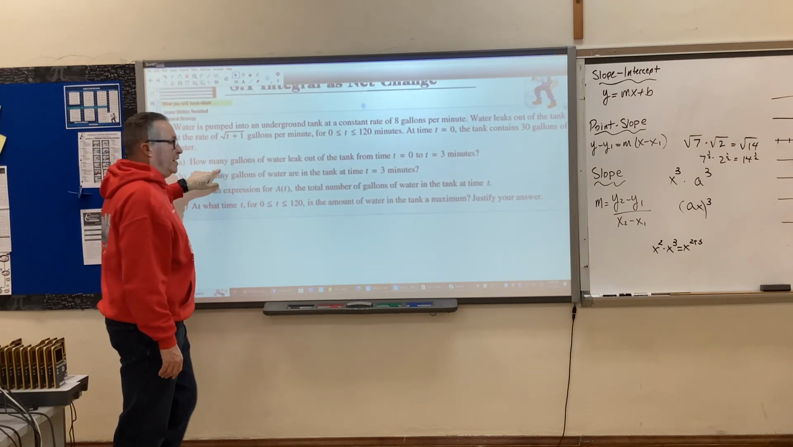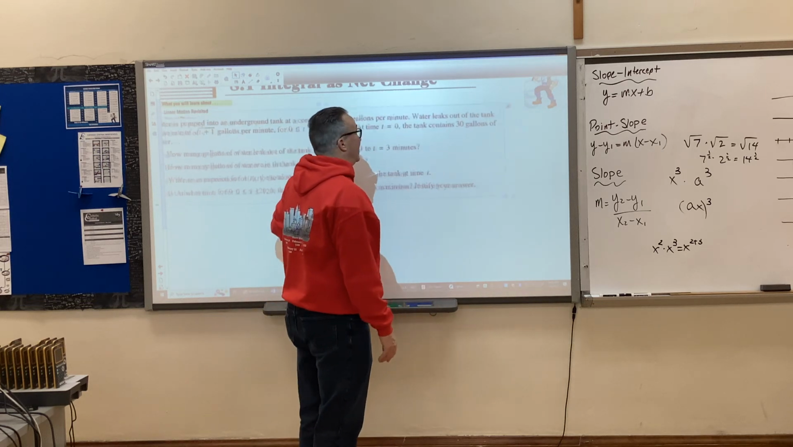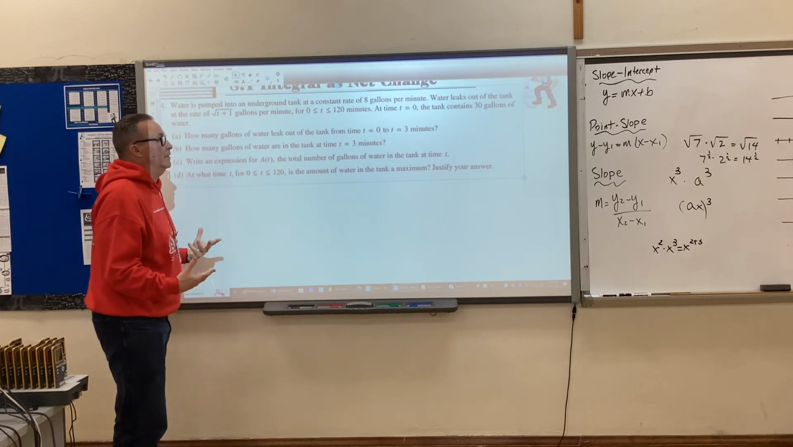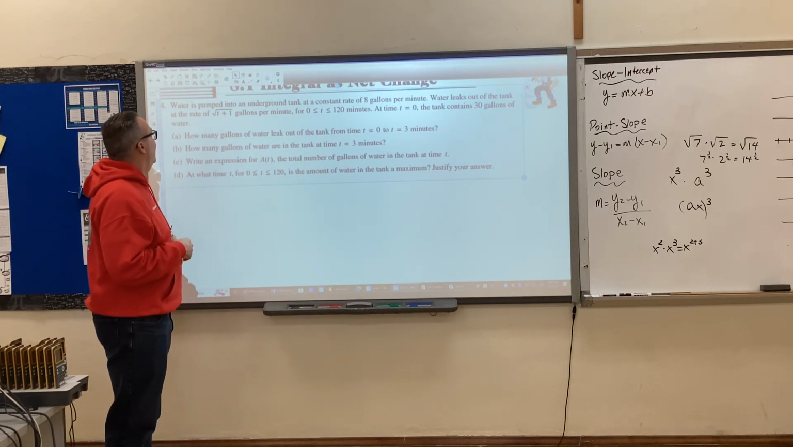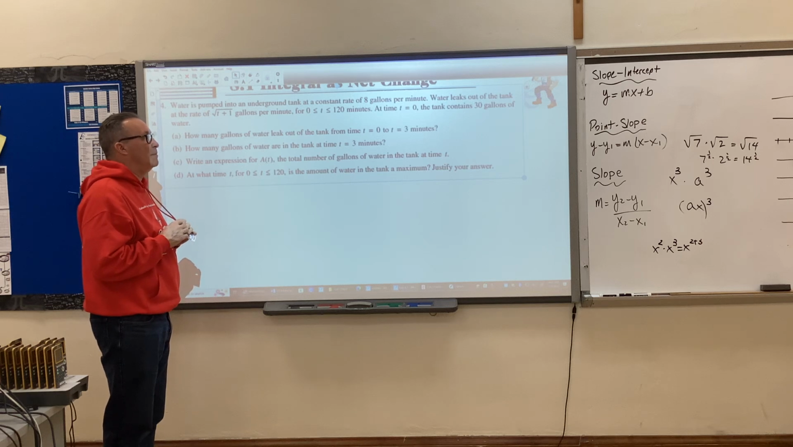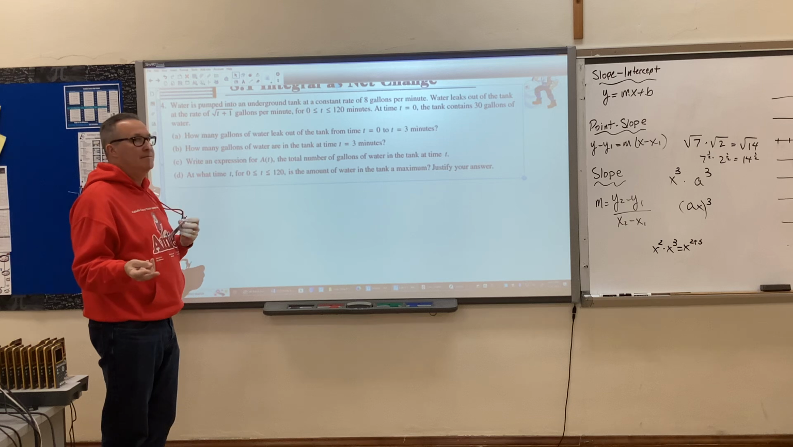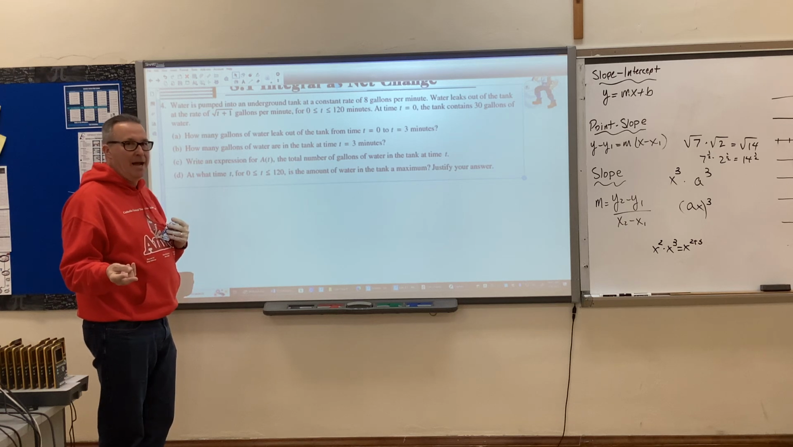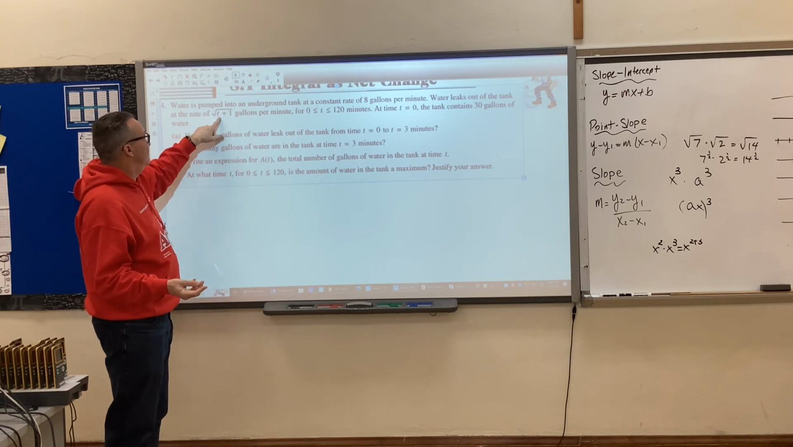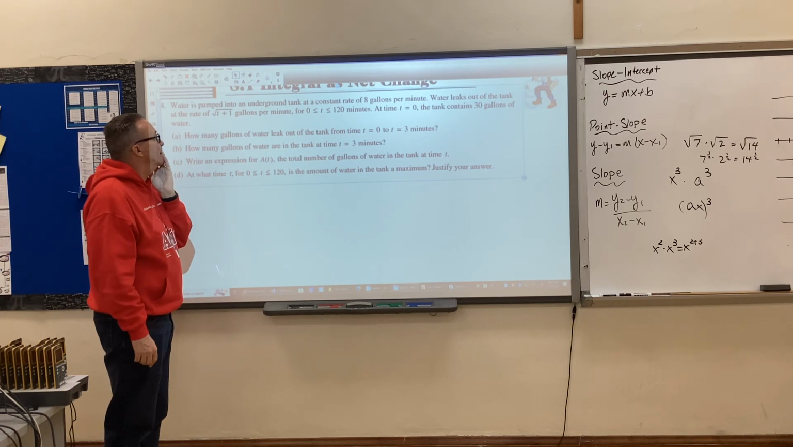Whoa, here we go, check it out. So this is the same problem, except we don't have a velocity, nothing moving. We have a pump pumping water. Right, water is pumped into an underground tank at a constant rate of 8 gallons per minute. So after 2 minutes, how much is added? 16 gallons. Yeah. Water leaks out at a rate of the square root of t plus 1 gallons per minute.